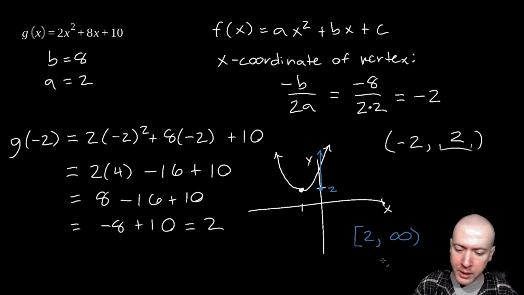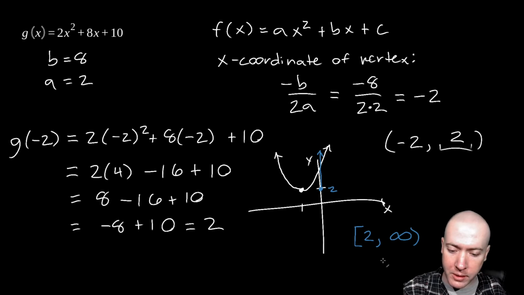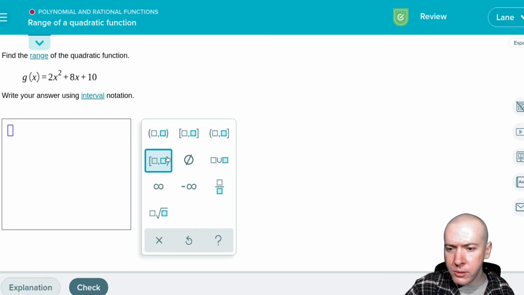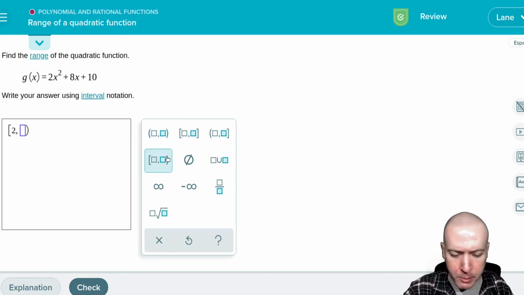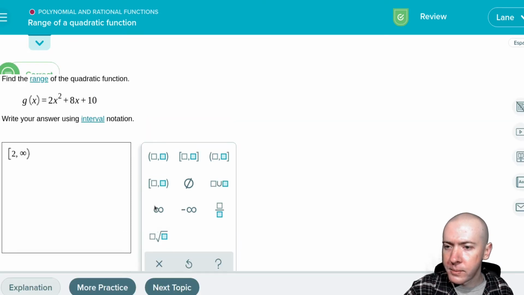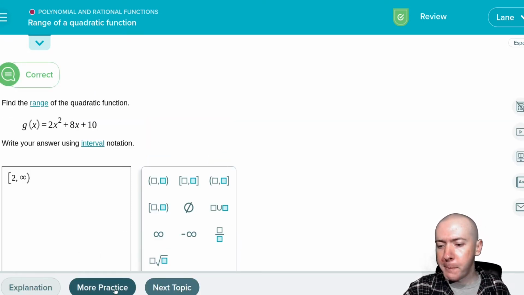So let's go back over to Alex and we'll put this answer in. From 2 to infinity with a square bracket next to 2. Awesome, we got it right.